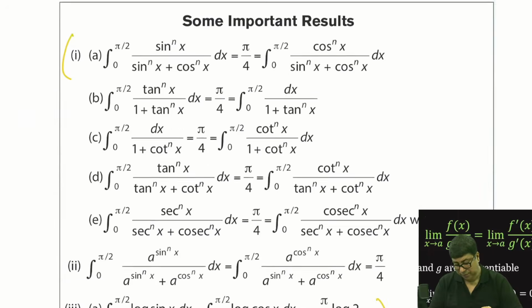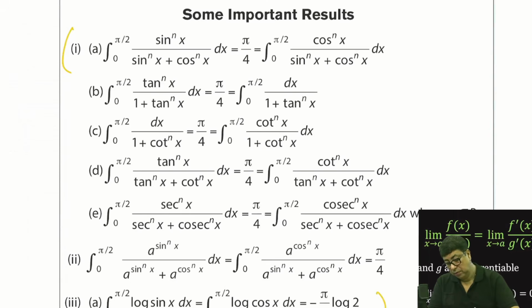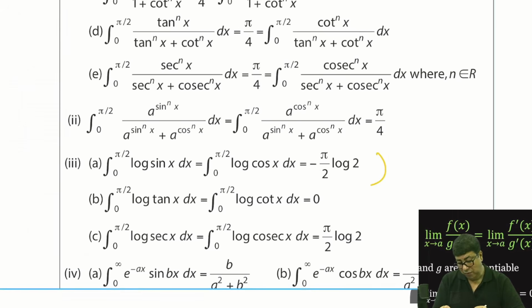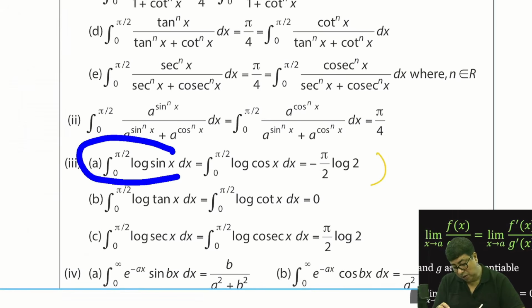Now 0 to pi by 2 tan to the power, same thing. Acha, cot is same thing. Similarly 0 to pi by 2 tan to the power n by tan to the power n plus cot. The same way I showed you one way. So by that way we can do this, because at the last moment we have no time for showing it, and everybody, very important sum.